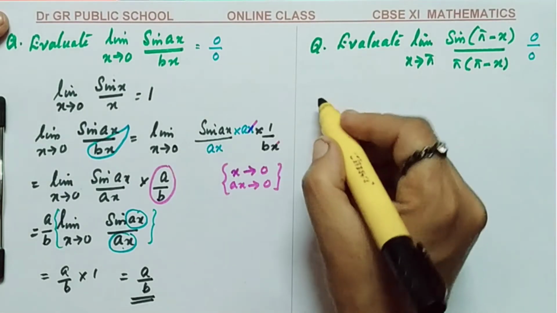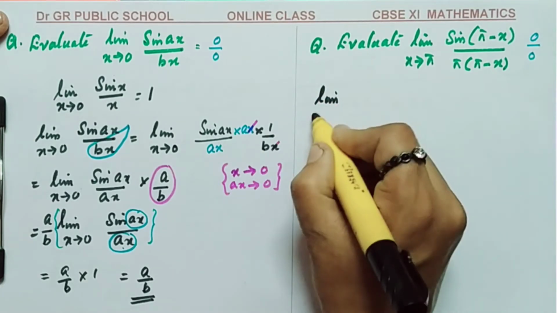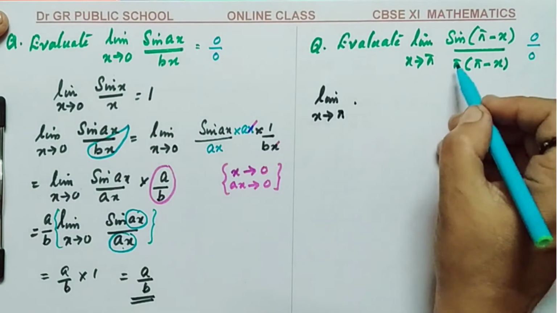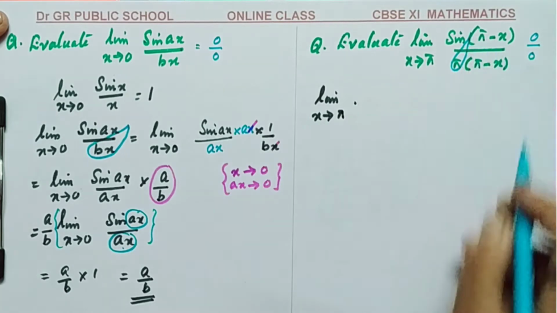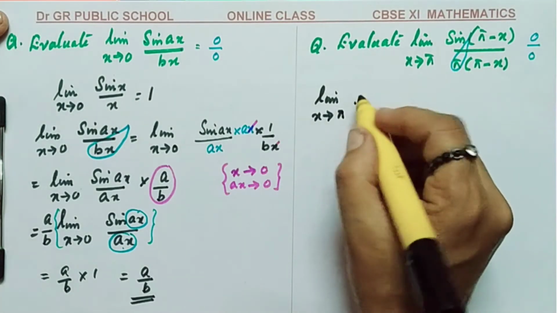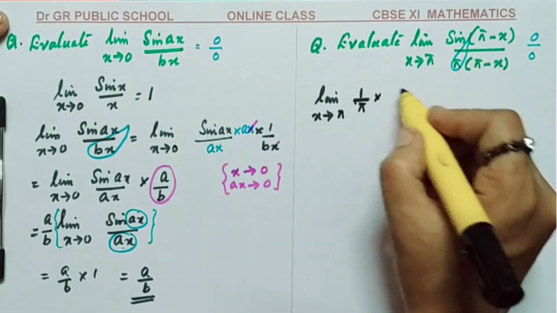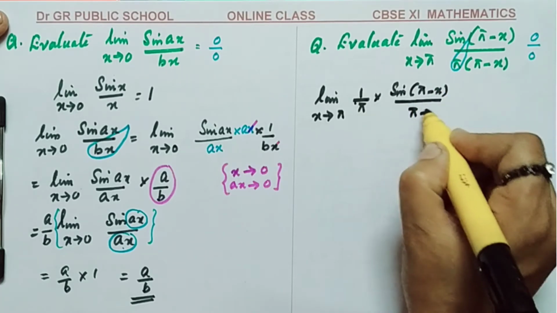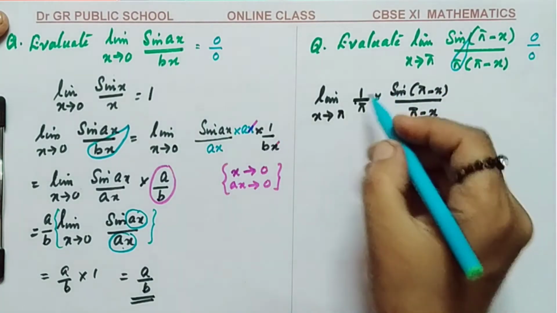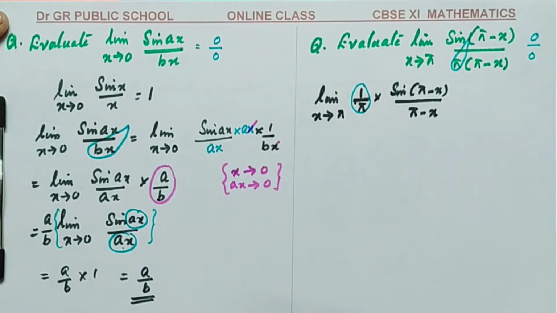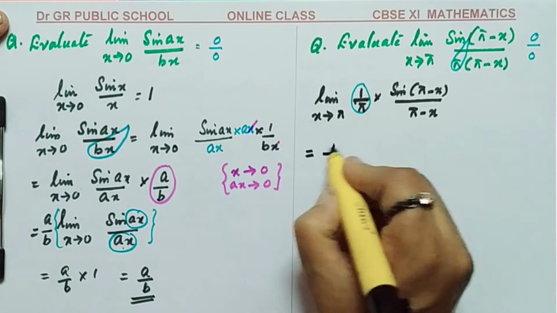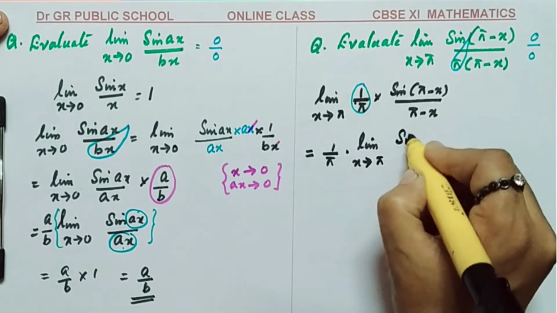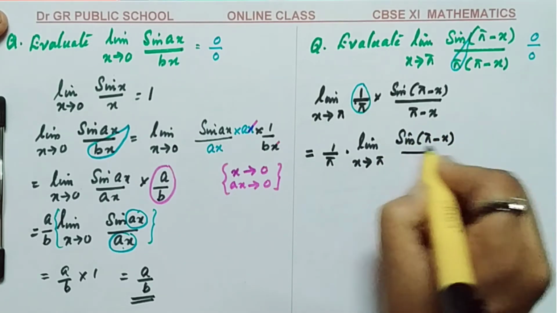The given limit can be replaced as limit x tends to pi into, this 1 by pi is a constant. This constant I am going to keep aside as 1 by pi into, the remaining in the numerator is sin(pi minus x) divided by, in the denominator there is pi minus x. This 1 by pi constant you can take outside of the limit, which is equal to 1 by pi into limit x tends to pi sin(pi minus x) divided by (pi minus x).